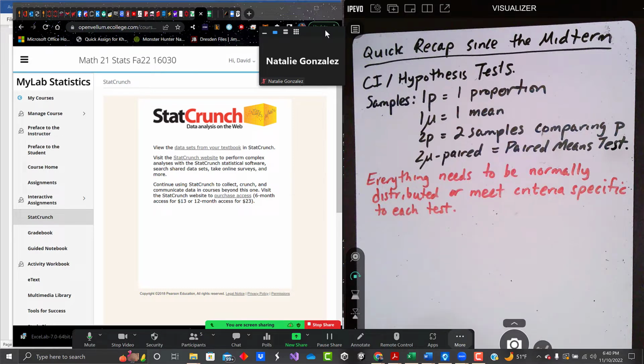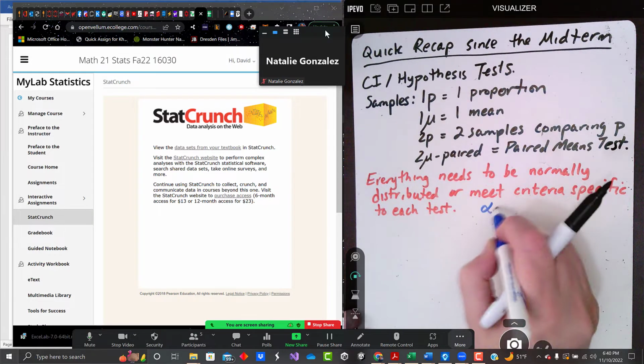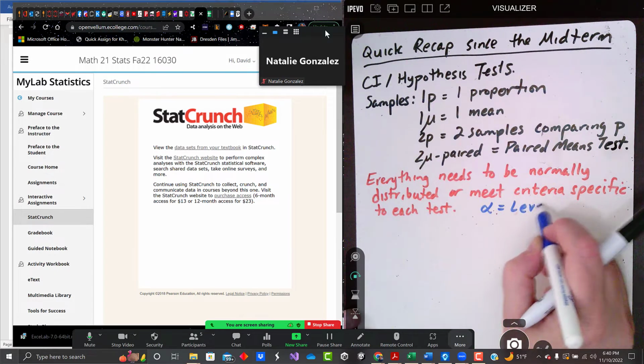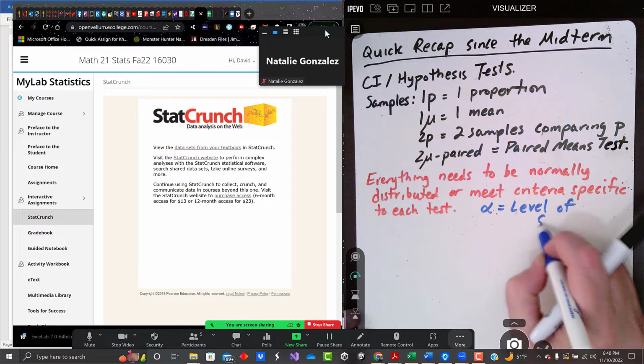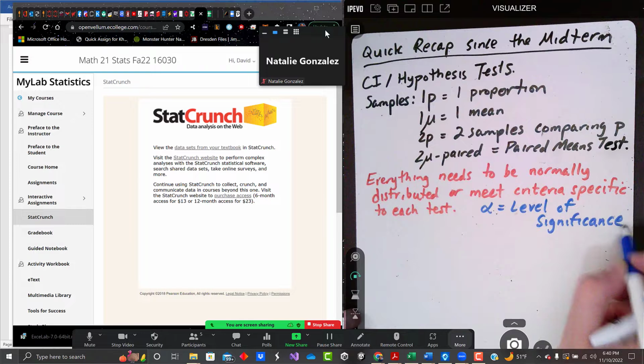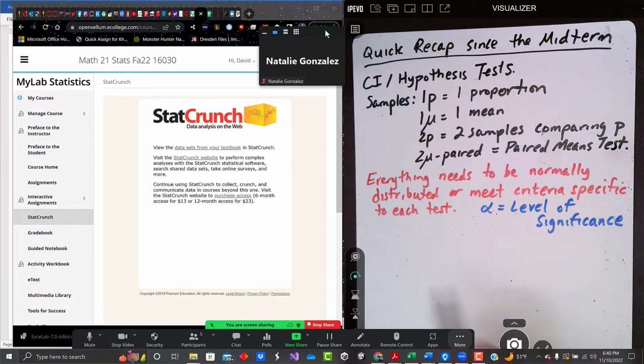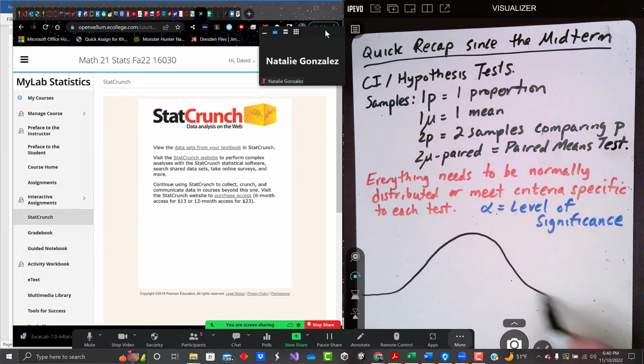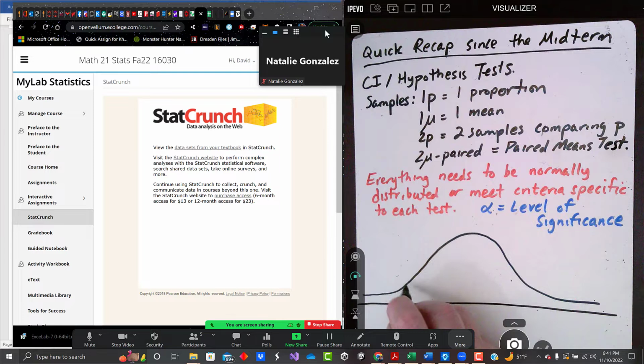How does this compare to confidence intervals? For each hypothesis test, we have had an alpha, which is our level of significance. And what we're basically doing is we're getting cutoffs.